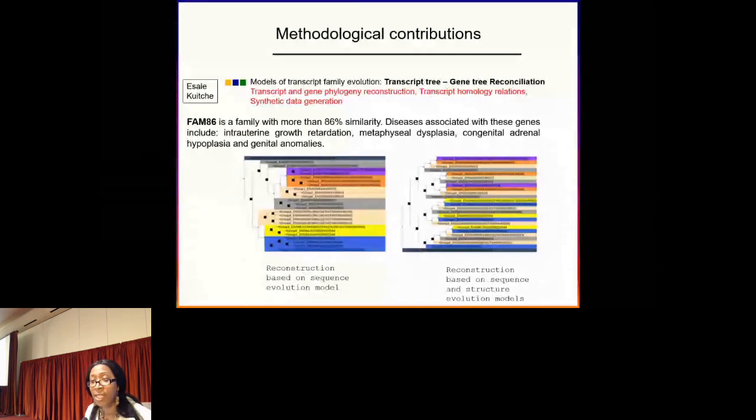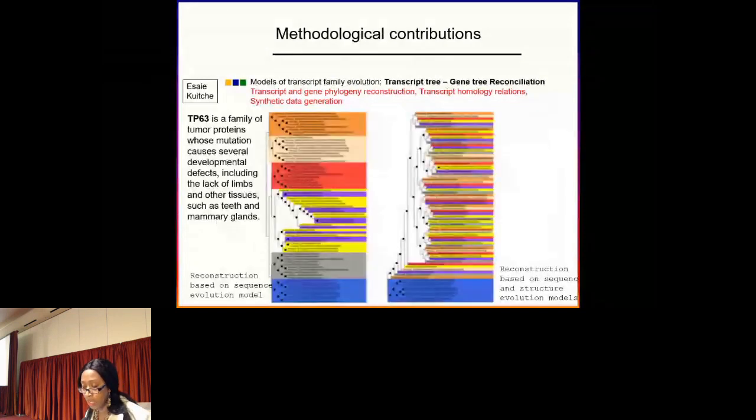In our case, we can see that taking into account the splicing structure actually works and allows us to see fewer creations in the tree. The same was done with the TP63 family. We see that there are only two families here, in red and blue, that were mixed using only sequence, but in our case the reconstruction allows us to see fewer events of transcript creation, which is more plausible.